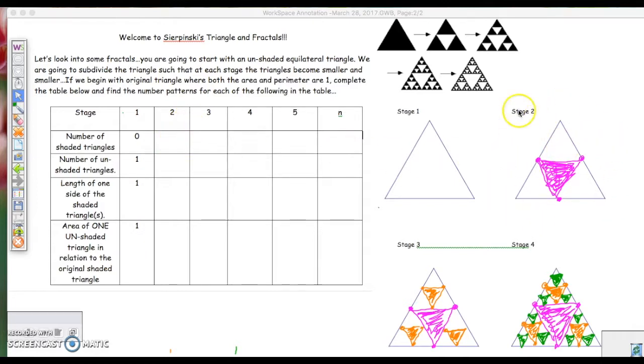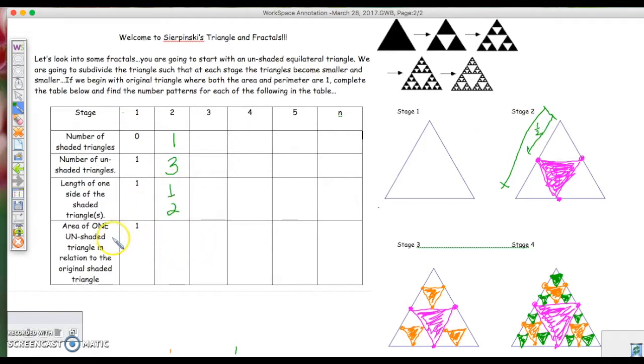Now you can have the kids go look at stage 2, and then you can say the number of shaded triangles, and they're going to be like, okay, there's 1, because they see 1 of them. The number of unshaded triangles, they're seeing that there's 3 of them. The length of one side of the shaded triangle, well, if this whole thing is 1, there's a really good chance your kids are going to tell you that this distance here is a half. Okay, so you know you can put your 1/2 in here.